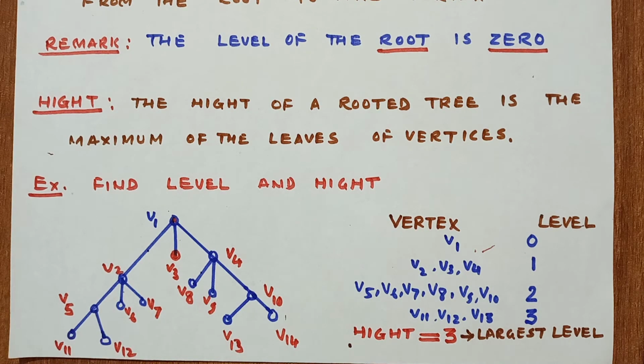And what is height? It is the maximum number of edges, which is 3. So the height of this tree is 3.